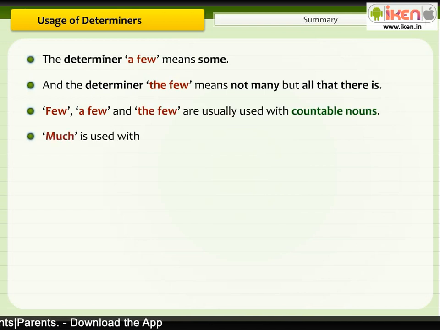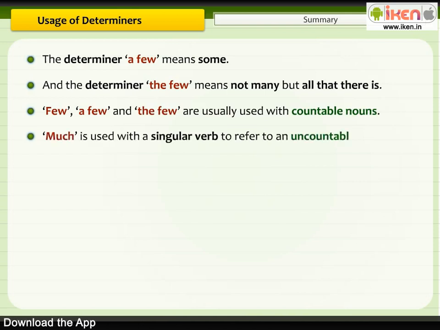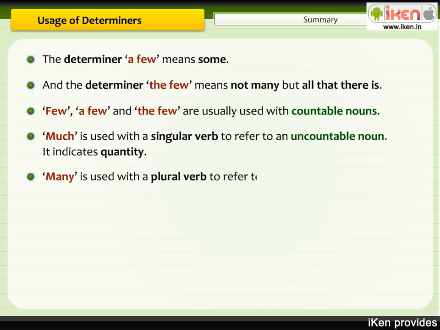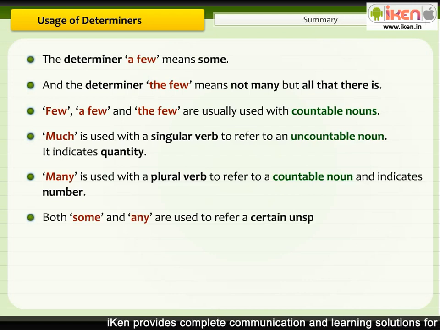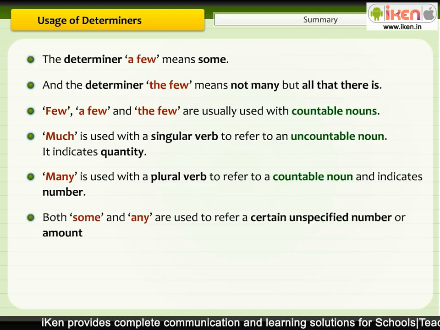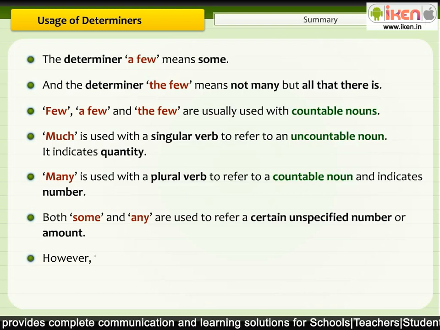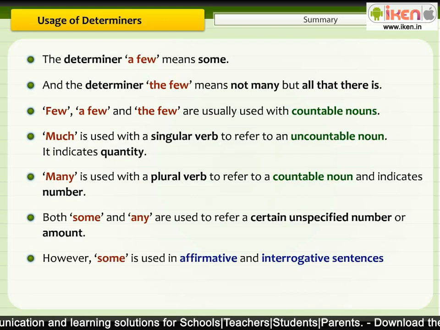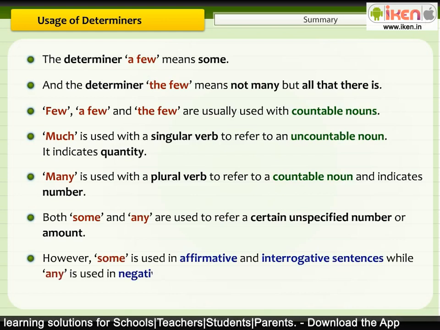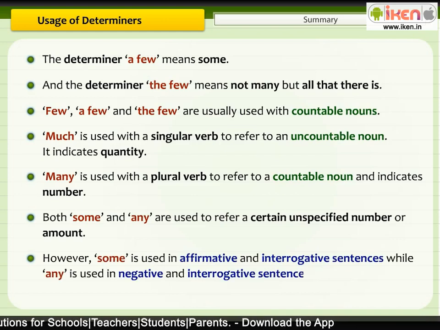Much is used with a singular verb to refer to an uncountable noun. It indicates quantity. Many is used with a plural verb to refer to a countable noun and indicates number. Both some and any are used to refer to a certain unspecified number or amount. However, some is used in affirmative and interrogative sentences, while any is used in negative and interrogative sentences.